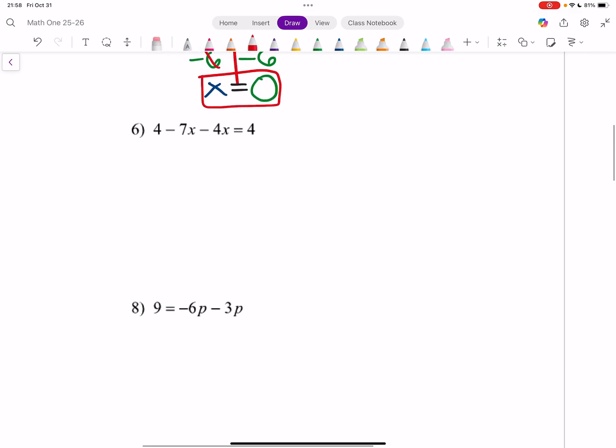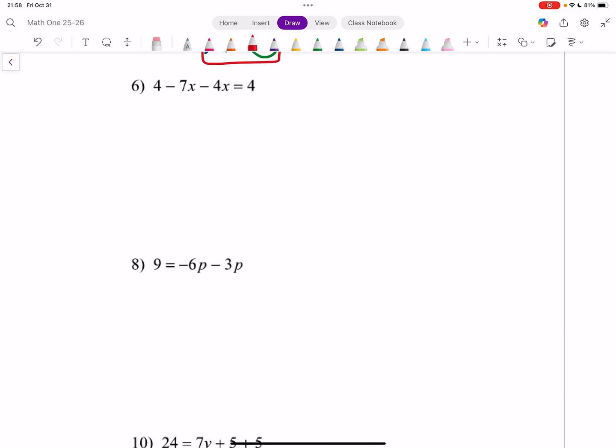Let's take a look at number 6. Once again, it's always a good idea to clearly show the left side and right side of the equal sign. This time I'm noticing that I have two x terms that will go together. I'll box them or highlight them in the same color. And then I have some numbers that are all by themselves. Since they're on opposite sides of the equal sign, I may not combine them as a first step. I'm going to write the 4.